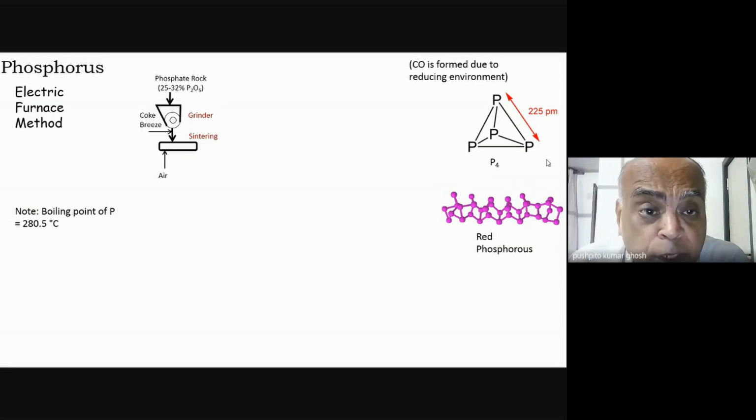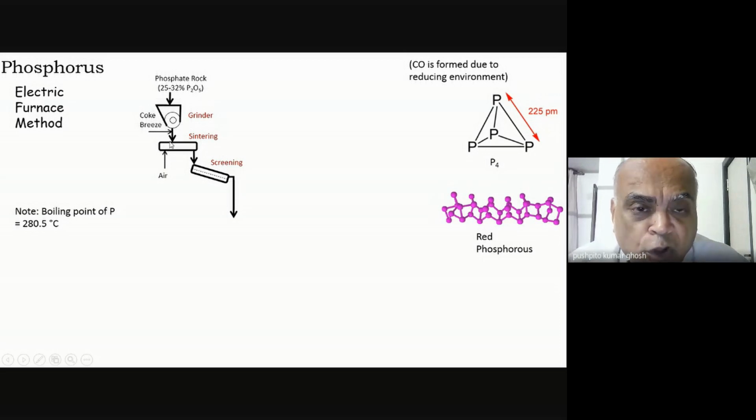And then you put in air. You need this air to partly burn the coke so that you can increase its temperature to cause the sintering. Otherwise, you won't get sintering. So it's a high temperature sintering. That's why you need some combustion to generate the heat.